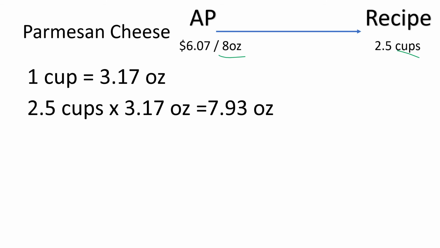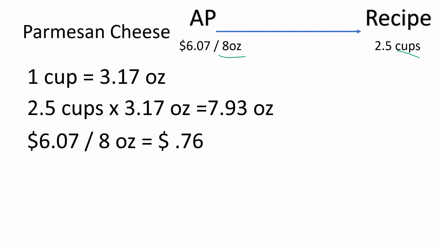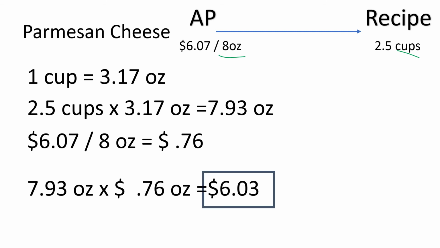How many do I need? I need 2.5 cups. So I take my 2.5 cups times my 3.17, and that gives me 7.93 ounces. So 2.5 cups of Parmesan cheese weighs 7.93 ounces. Okay? And now do my units match? They do. So $6.07 divided by 8 ounces gives me 76 cents. And now I can simply multiply. 7.93 ounces needed times 76 cents gives me $6.03 per 2.5 cups of grated Parmesan cheese. $6.03.